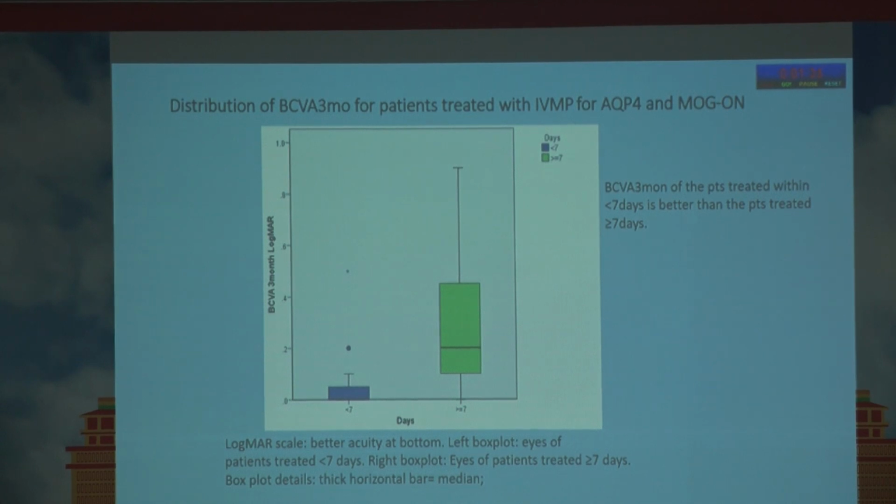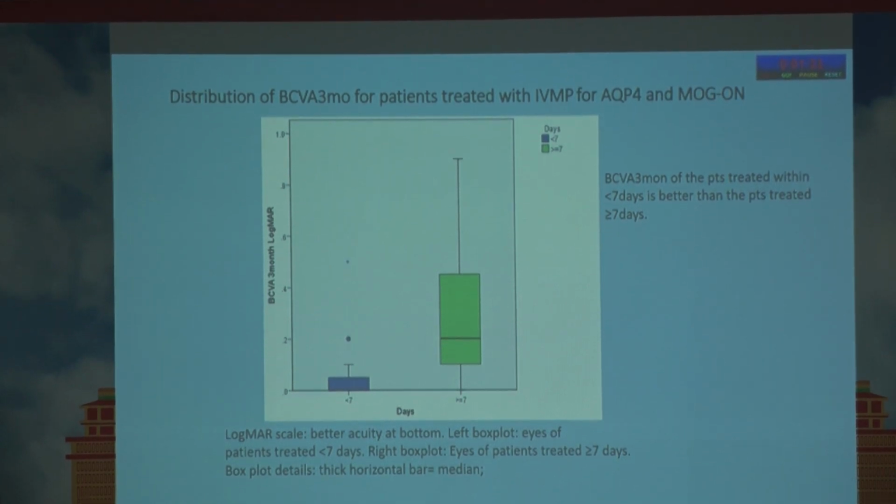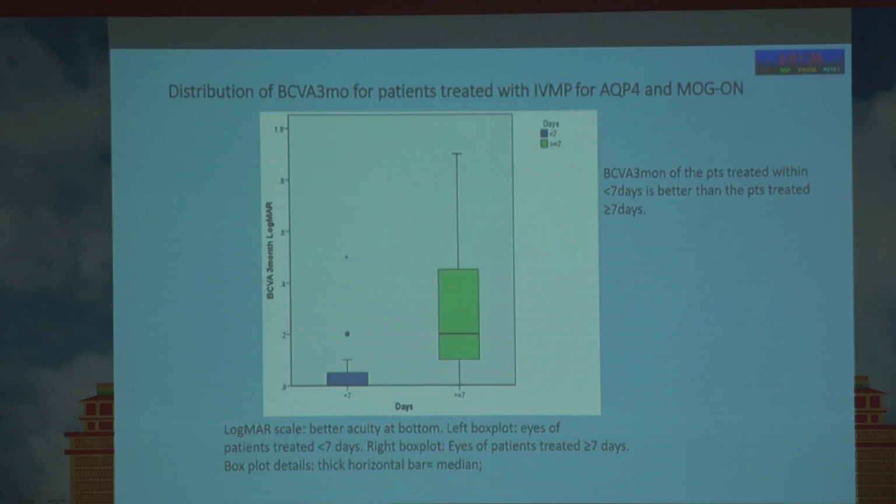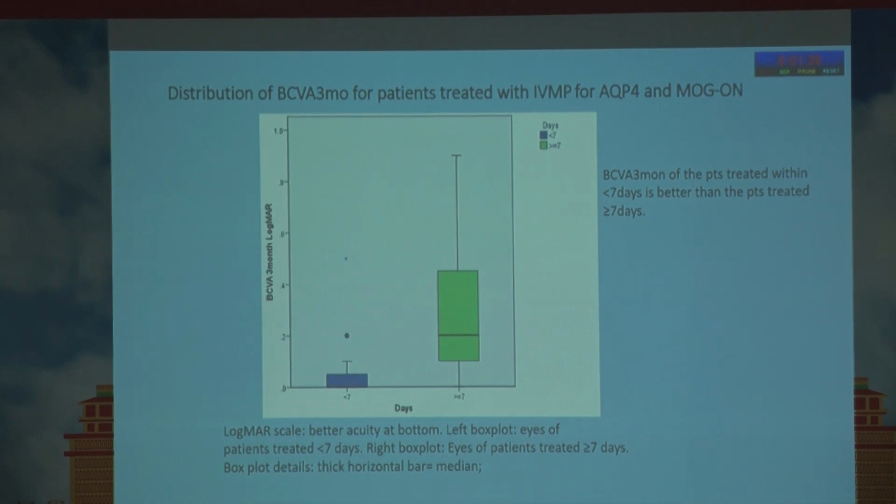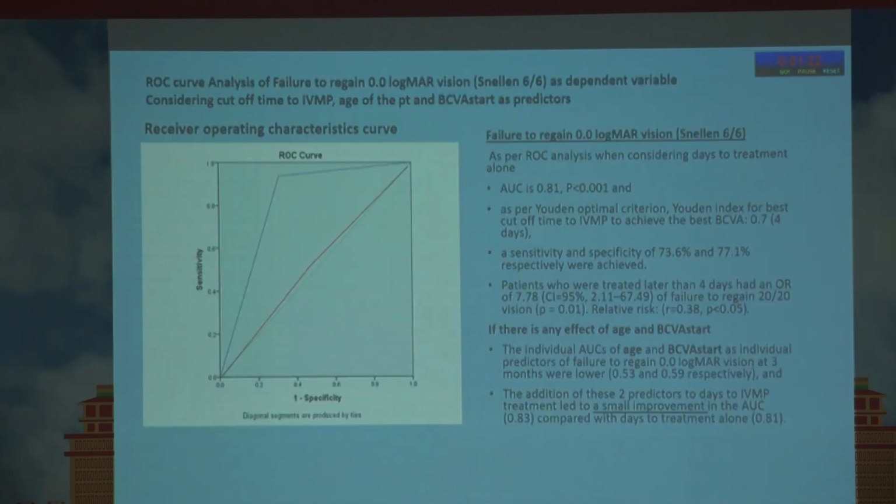This is the same thing, here the best corrected visual acuity is calculated at 3 months. Here again, the best corrected vision at 3 months in the patients treated within 7 days is better than in the patients treated after 7 days.